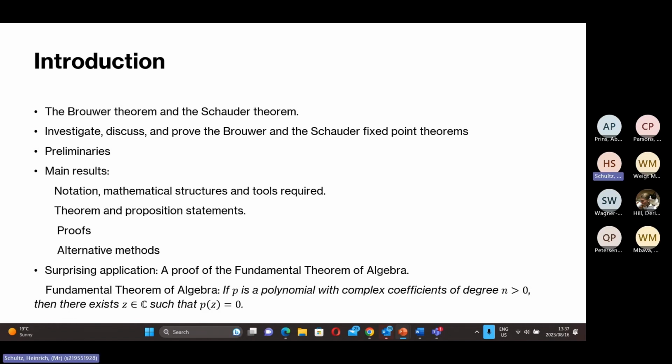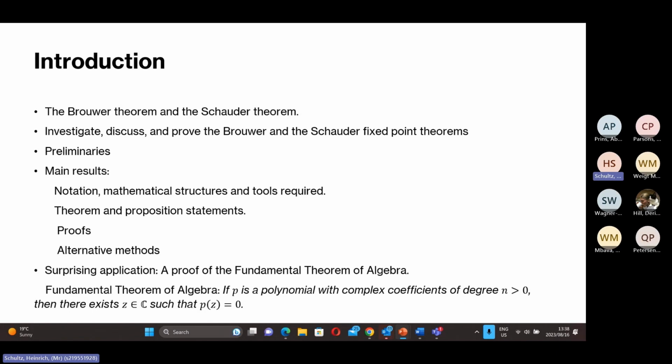For the rest of this presentation, we will investigate, discuss, and prove the Brouwer and Schauder fixed point theorems using three different methods. The chapter that follows, chapter 2, reviews definitions and theorems needed to understand the main body of work. And then in chapter 3, the main results, we will introduce specific notation and define mathematical structures and tools needed for the rest of the chapter. What is useful in proving the Brouwer and Schauder fixed point theorems in chapter 3 are the following results.